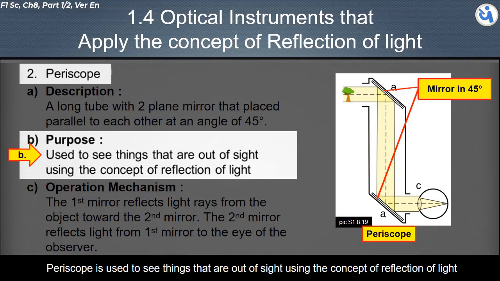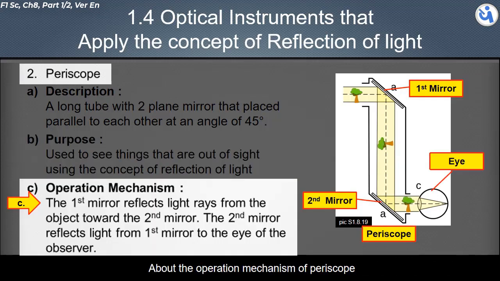Periscope is used to see things that are out of sight, using the concept of reflection of light. About the operation of periscope. The first mirror reflects light rays from the object toward the second mirror. The second mirror reflects light from the first mirror to the eye of the observer.